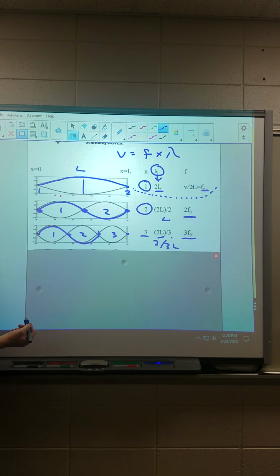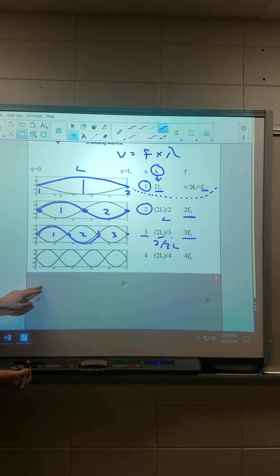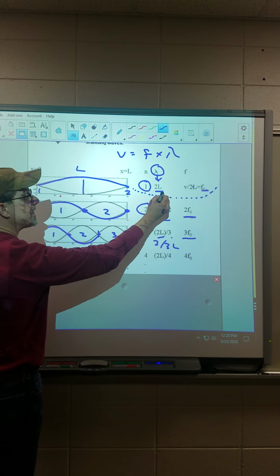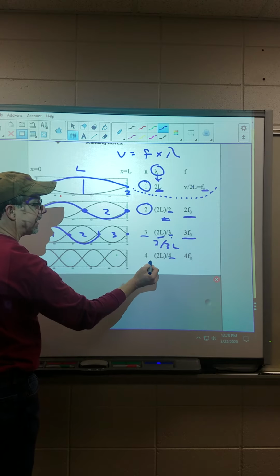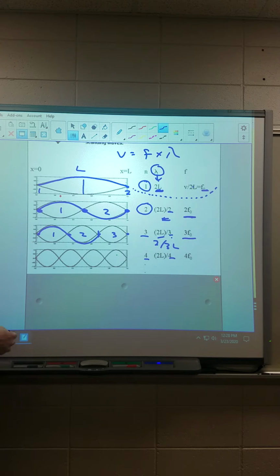You can probably figure out where we're going from here. There's a rhythm, there's a pattern that's emerging here. All I'm doing is taking this fundamental wavelength and dividing it by the harmonic in each case to figure out what the wavelength is for each harmonic.